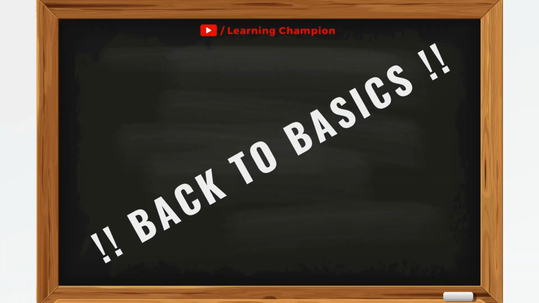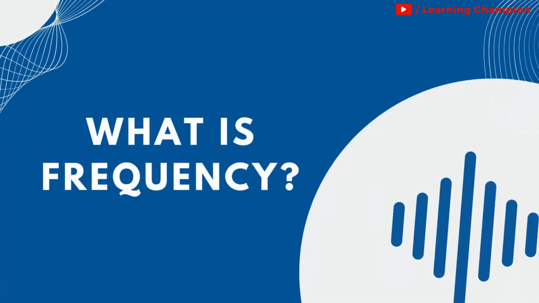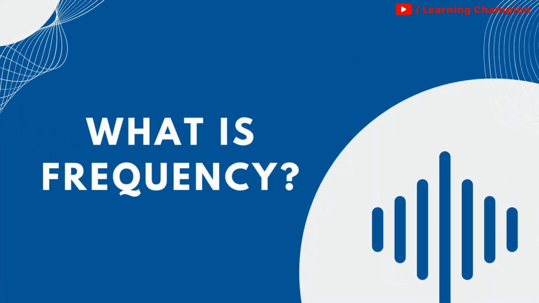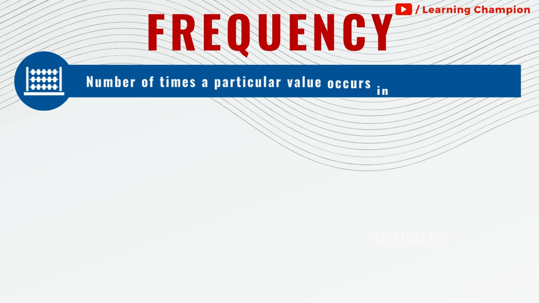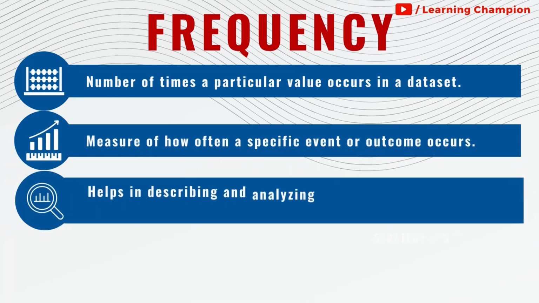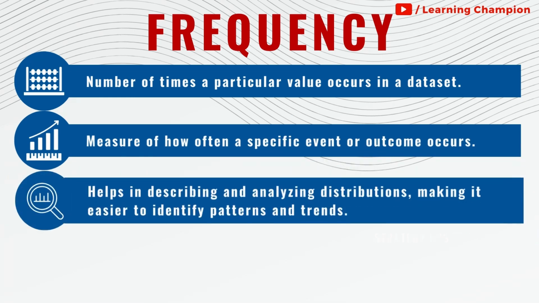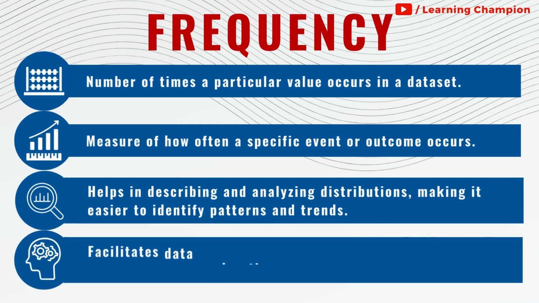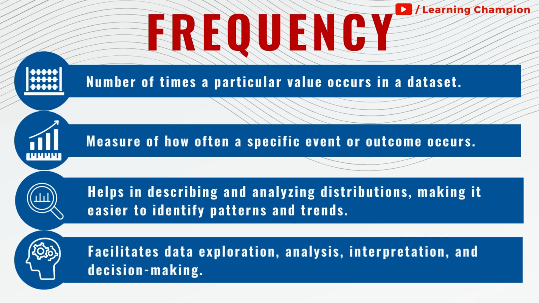Before we get into the nitty-gritty details, let's start with the basics. But before that, let's first understand what exactly frequency is. In statistics, frequency refers to the number of times a particular value occurs in a dataset. That is, it is a measure of how often a specific event or outcome occurs. This concept is fundamental for describing and analyzing data distributions, making it easier to identify patterns and trends, which facilitates data exploration, analysis, interpretation, and decision-making across various domains.